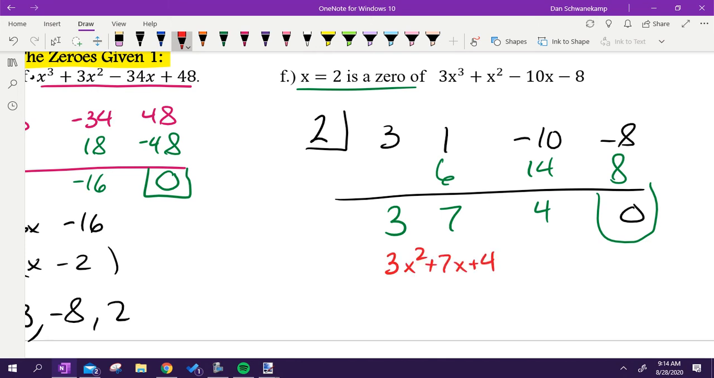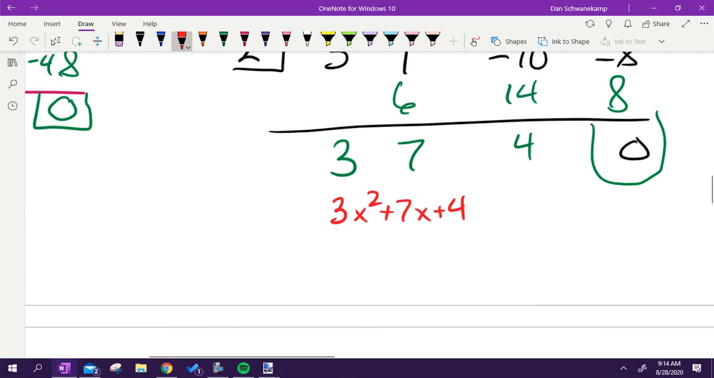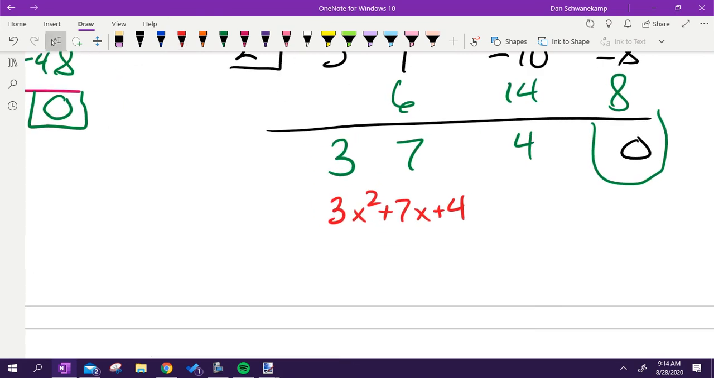Good. 3x squared plus 7x plus 4. Do your favorite method in order to solve this, but we need to solve that. It's a quadratic, so we're either factoring or using the quadratic formula. However makes you happy, you do that.